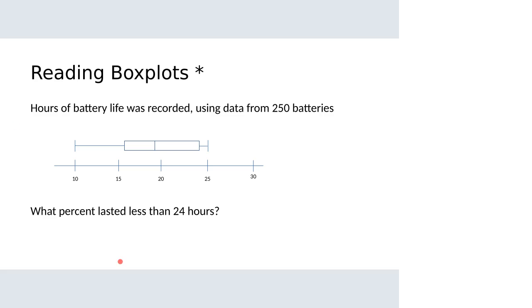Essentially, what we're looking at here is ways that box plots can be useful for us. So there were 250 data points from these batteries. Somebody took those 250 data points and found the 5-number summary. What they did was they said, well, I'm going to arrange these from lowest to highest. I'm going to find the lowest and the highest. The lowest was 10, the highest was 25. We can see that. Then I'm going to find the median, the upper quartile and lower quartile, and then I'm going to draw my box plot.